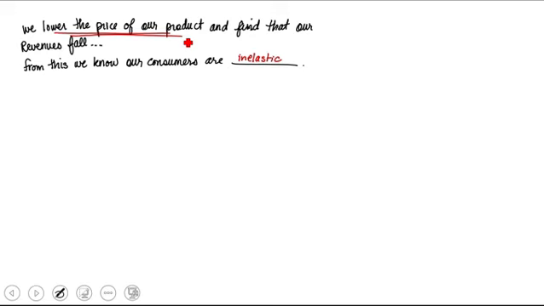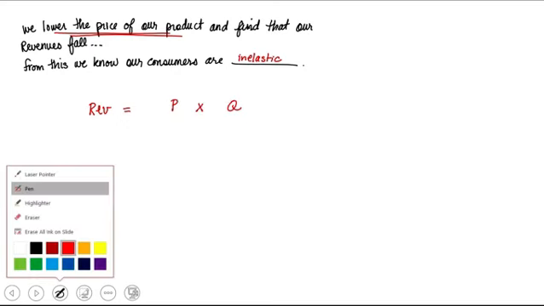Now, if you find yourself getting confused on a test, let's look at how we can sketch this out. Revenue equals P times Q. Now, let's plug in what we know.